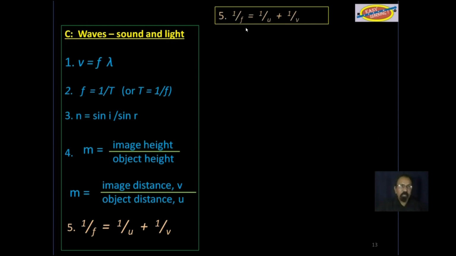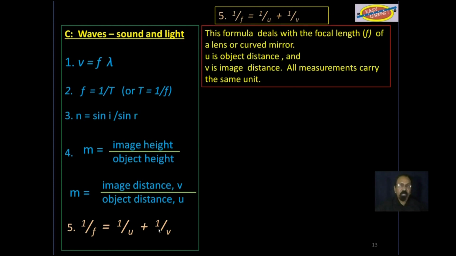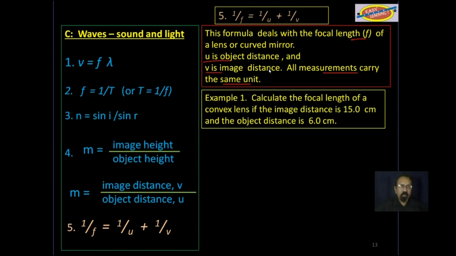1 over F is equal to 1 over U plus 1 over V. That is to say, 1 over the focal length is equal to 1 over the object distance plus 1 over the image distance. As we know, F stands for the focal length, U is the object distance, and V is the image distance. So now let's look at the first example for this Formula 5.